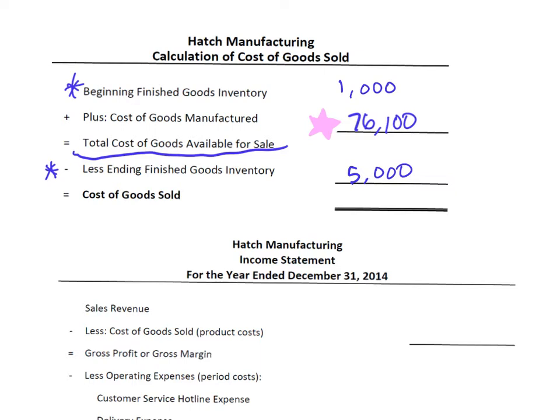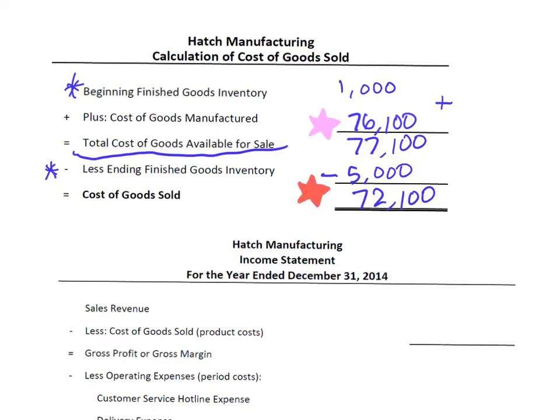Now we need to calculate total cost of goods available for sale by adding these first two figures together. So that gives you cost of goods available for sale of $77,100. Then we're going to subtract the ending finished goods inventory to give us cost of goods sold of $72,100. Now, we're going to then use this cost of goods sold figure on the last schedule that we are filling out, which is our income statement. So we'll also put a star next to cost of goods sold because that is the last number that we are going to end up transferring to another schedule.